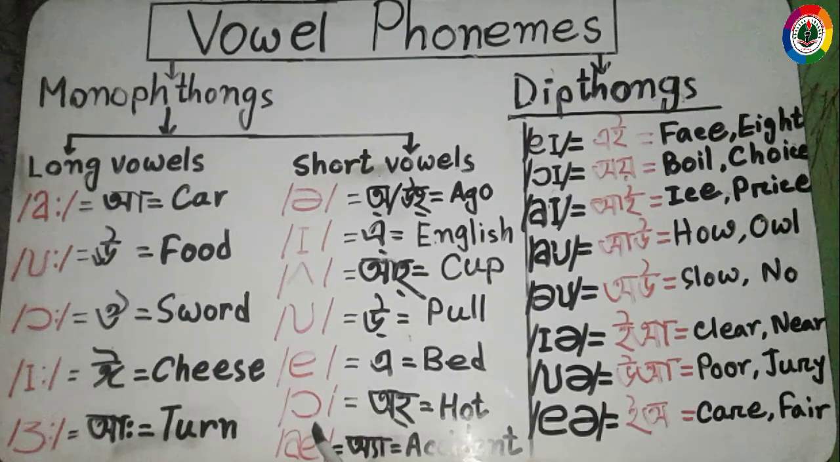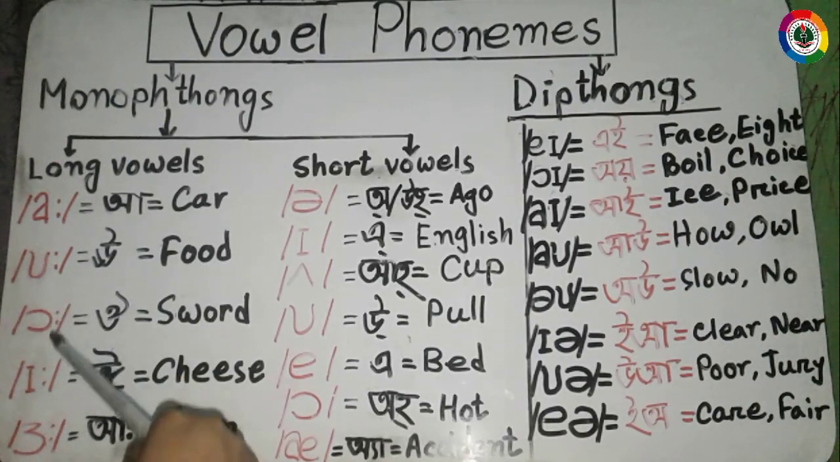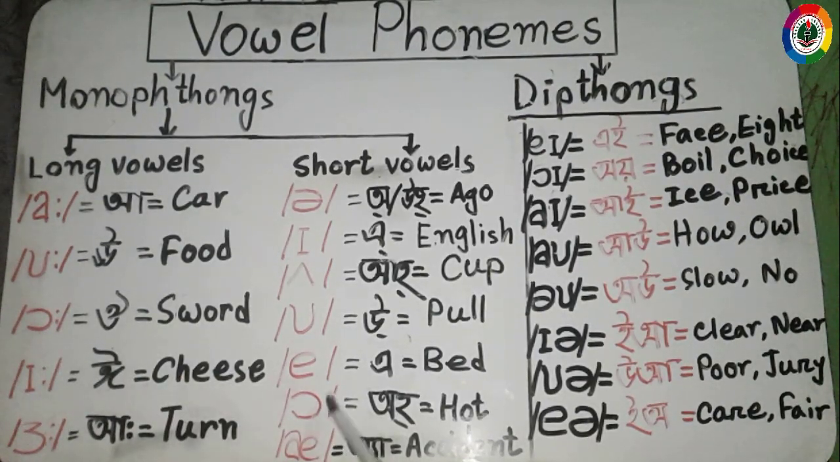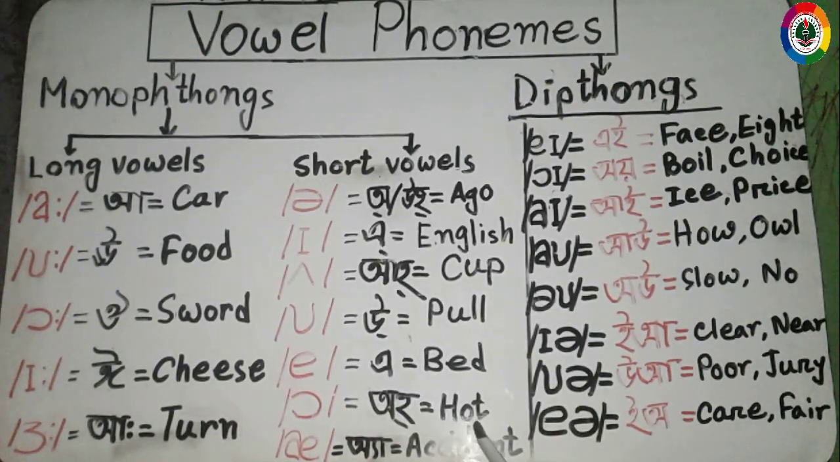Now let's move to this sign. This sign is also a short vowel. It was in long vowel too, but see, there it took 2 dots. But here there are no dots. So we'll have to think that the pronunciation of this phoneme would be like oh, like hot. Look, when we utter hot, in our mouth it comes like this sign, hot.